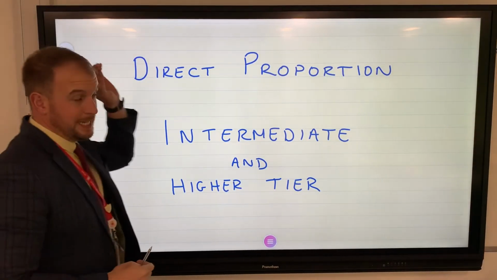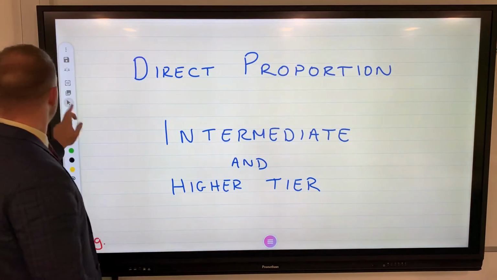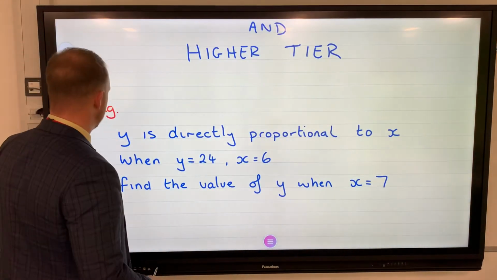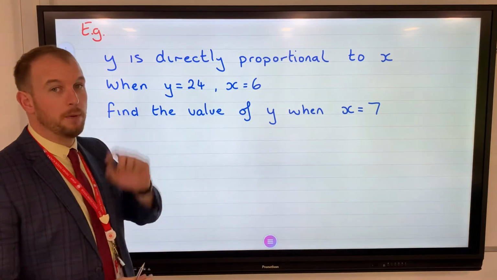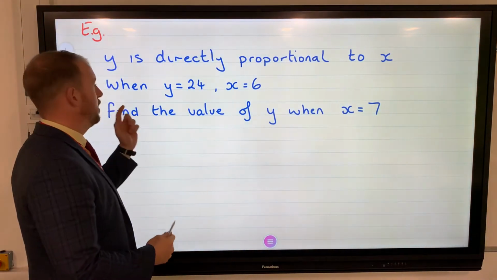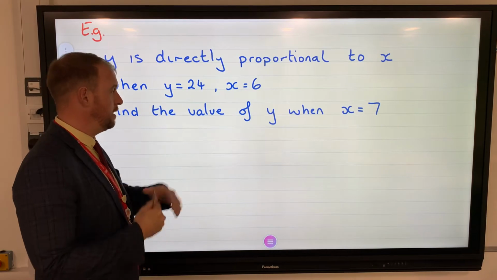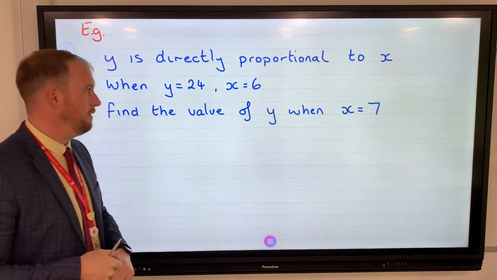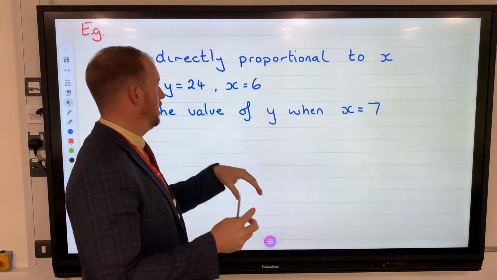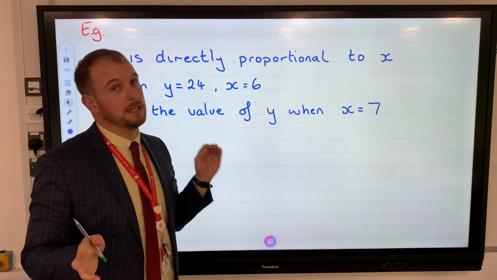Okay, so today then, a direct proportion. As you can see, intermediate tier and higher tier. So for example then, y is directly proportional to x. When y equals 24, x equals 6, and find the value of y when x equals 7. Now for some of you, that might look like a lot of just random words and random letters.